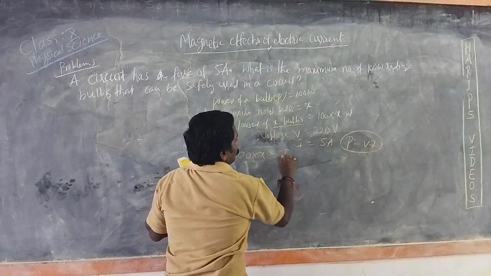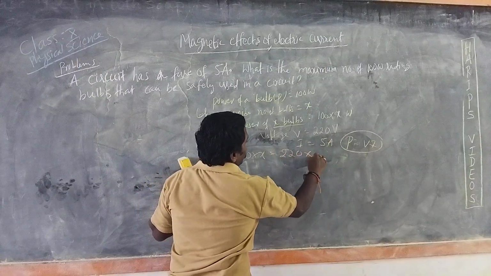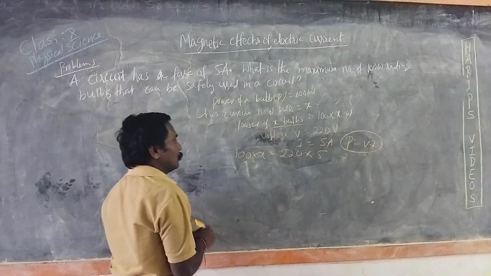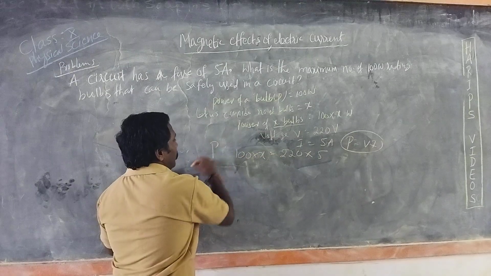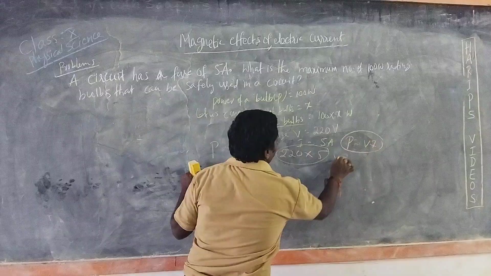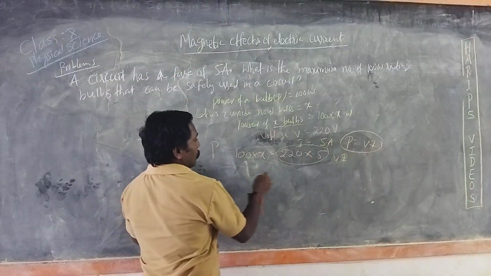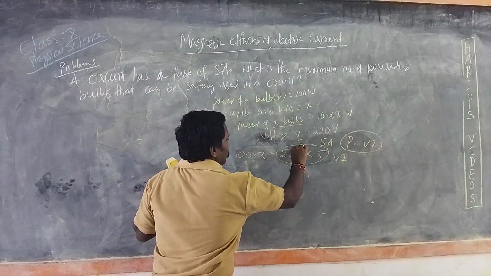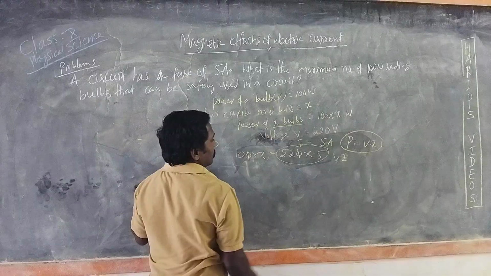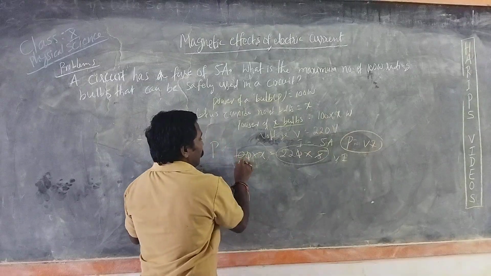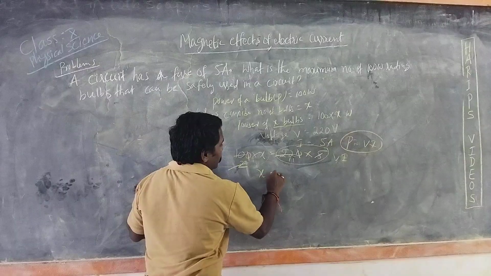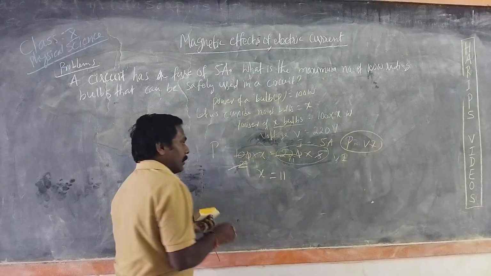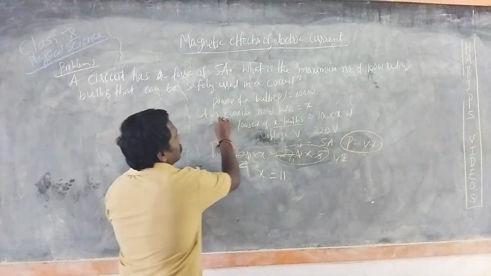So 220 into 5. So this totally represents P, which is equal to VI. So here the 0 gets cancelled. 5 1 5, 2 2 1, 2 11. X is equal to 11.